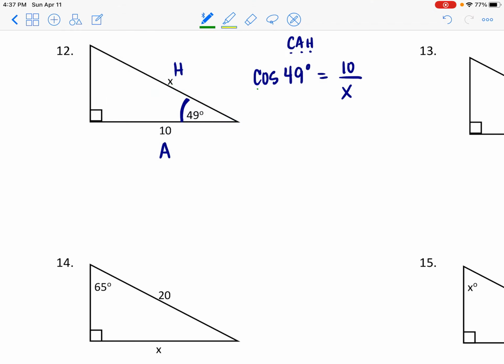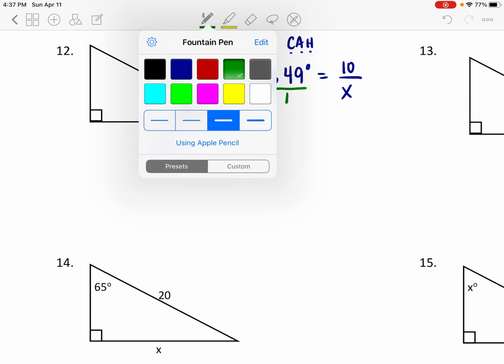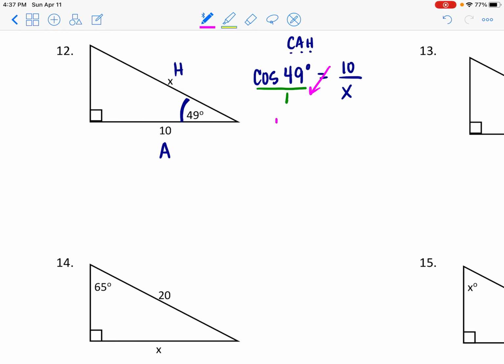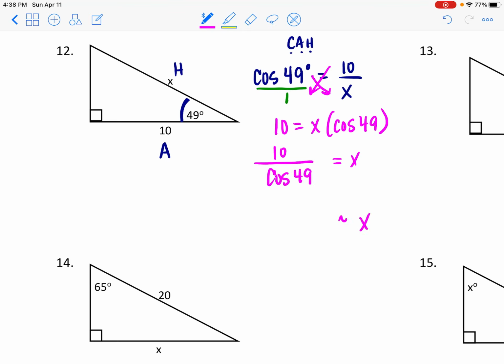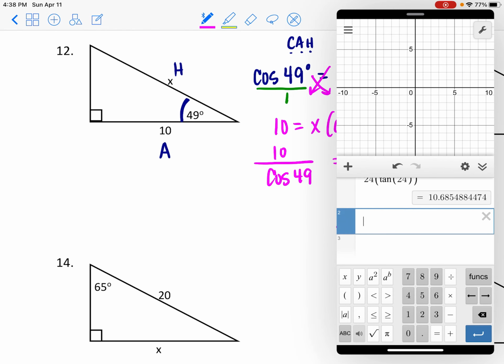So I'm going to make this side a fraction, and I'm going to cross multiply. So 10 times 1 is going to be 10, and then x times the cosine of 49 is just x times the cosine of 49, where again cosine of 49 is just some decimal amount. So if I want to actually solve for x here, I have to divide that cosine of 49 over. So x is going to equal 10 divided by the cosine of 49. So that's my exact answer, and that is approximately, let's find out.